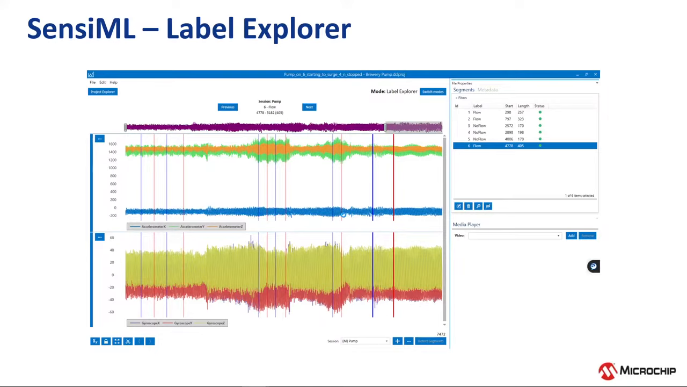So I'm going through this waveform, figuring out what I like and what I don't like, and I mark it as whether it's flow or cavitation. And one of the things I discovered while using this tool is that it was very important not to go too big on the sample sizes. It seemed to work better with the smaller samples.